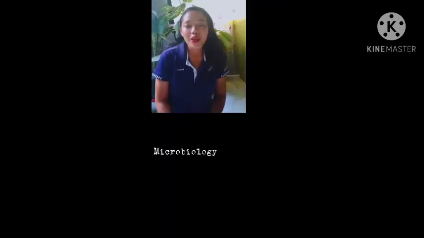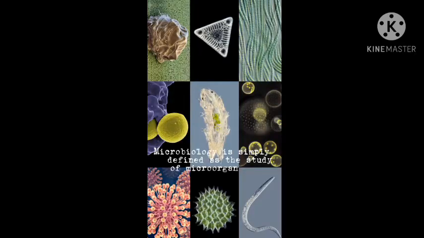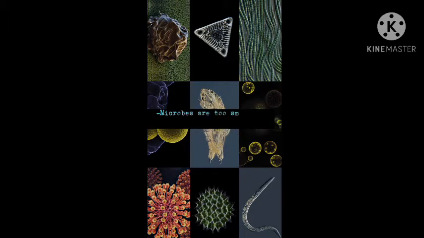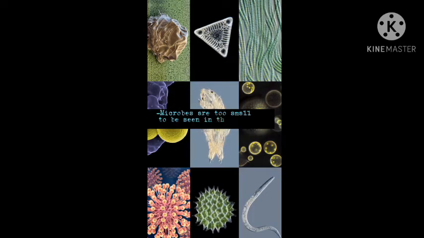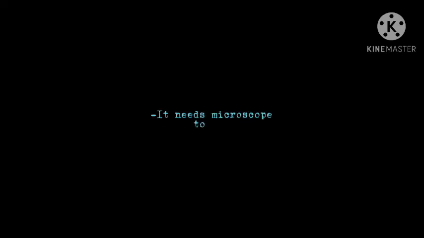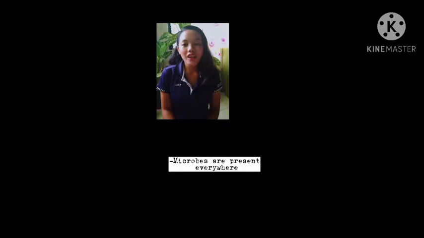We're going to discuss an overview of microbiology. Microbiology is simply defined as the study of microorganisms. So what is a microorganism? Microorganisms, or microbes, are too small to be seen with the naked eye, so they need a microscope to view. Microbes are present everywhere.